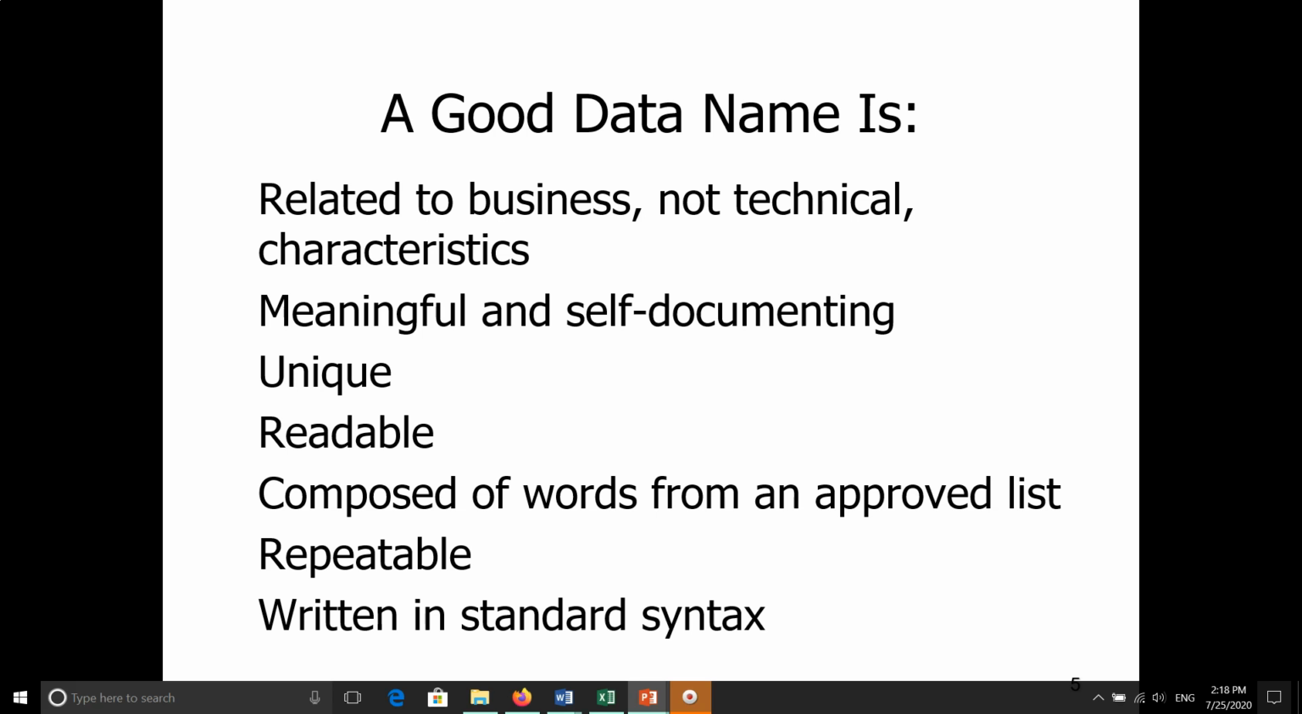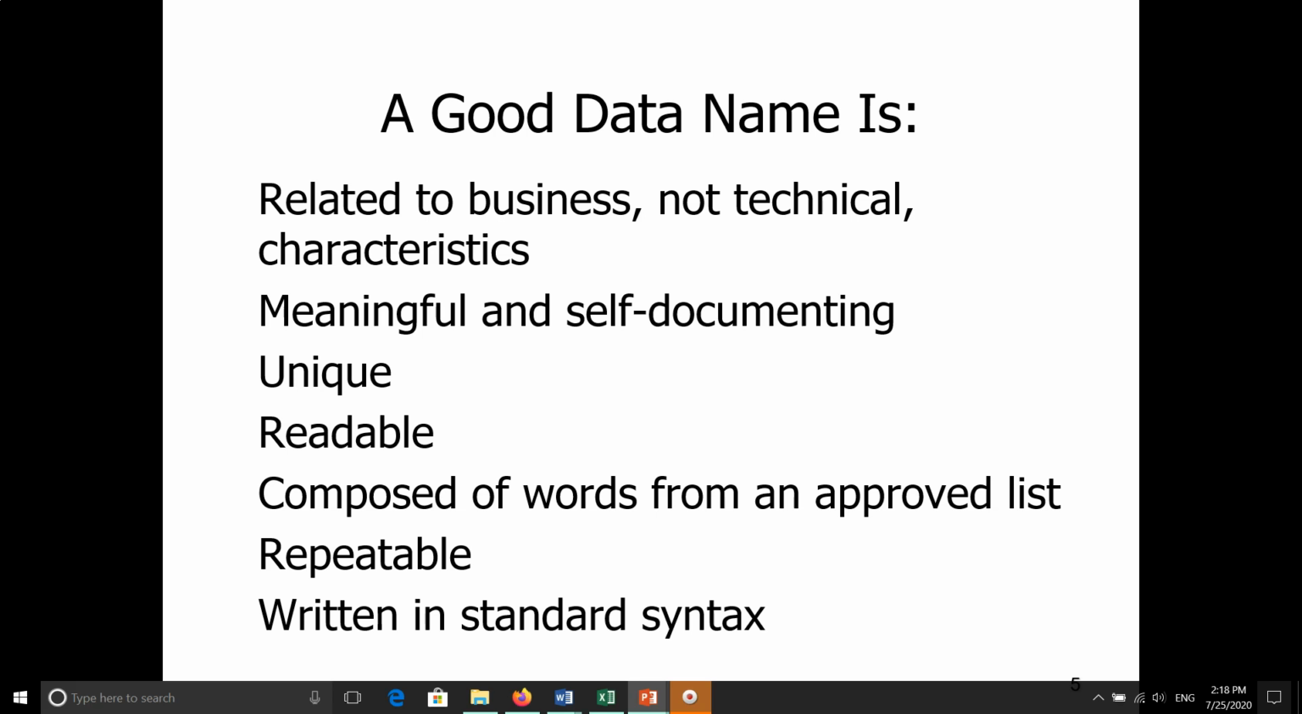The data name must be related to business, not technical characteristics. For example, if your data name is file 0012, well, that's not a very good data name, right? Because it doesn't make any sense to the business people. This is a technical name that's referring to a file number. Or if your data name is customer primary key, that's not a very good data name either, right? Because most people don't understand what primary key is. So you need to make sure that the data name is business related, not a technical name.